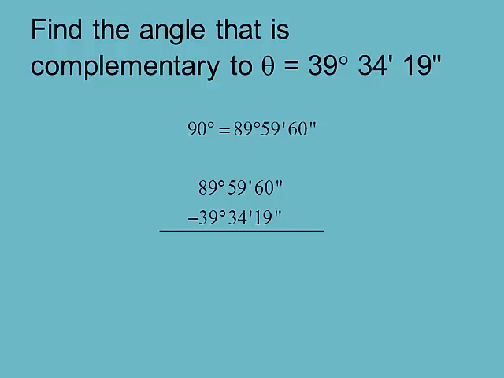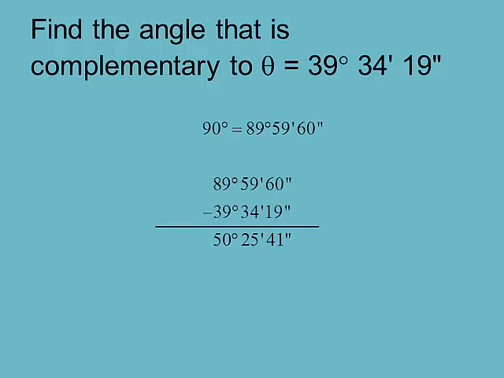I got to borrow from the 6, and this is base 10 at this point, like you've been doing since elementary school. So let's wrap this up. 60 minus 19 is 41. 59 minus 34 is 25, and 89 minus 39 is 50. So 50 degrees, 25 minutes, 41 seconds is complementary to 39 degrees, 34 minutes, and 19 seconds.